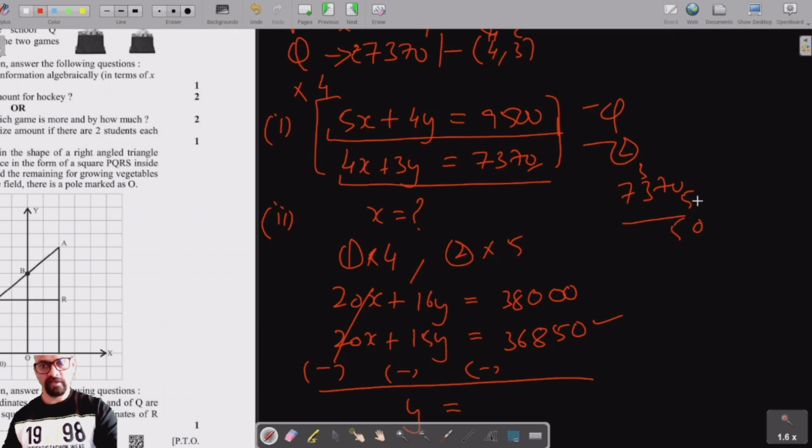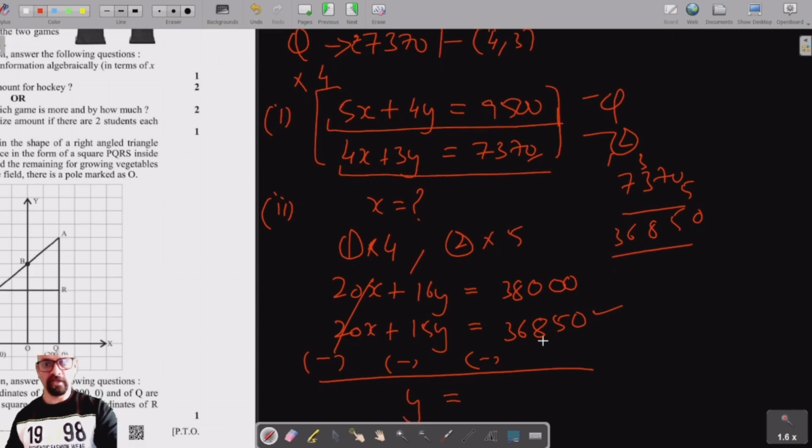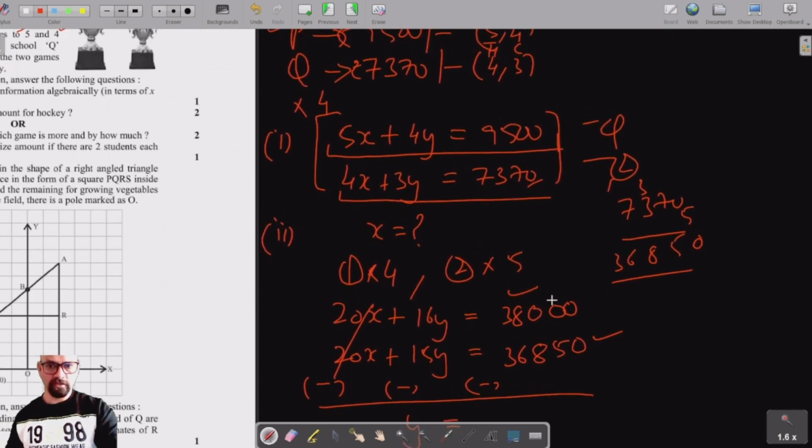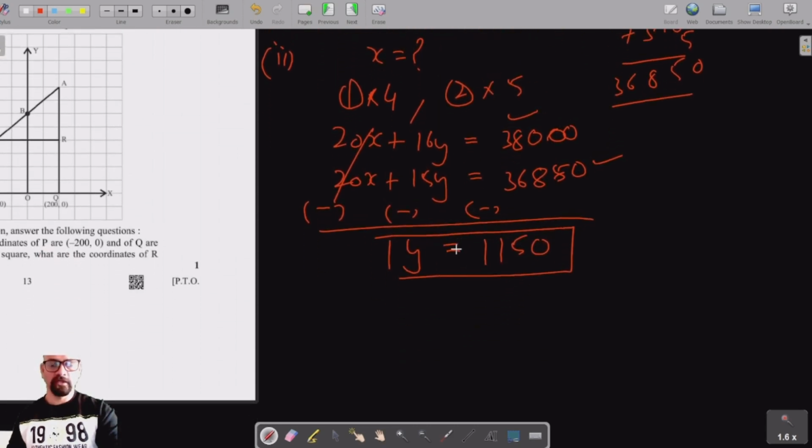7 fives are 35, 5 threes are 15, and 3 is 18, 7 fives are 35, and 36. This is 36850, and this is 38,000. Okay, it's good. So 10 minus 5 is 5, 9 minus 8 is 1, and 7 minus 6 is 1. So we have got y, but we have to find x.